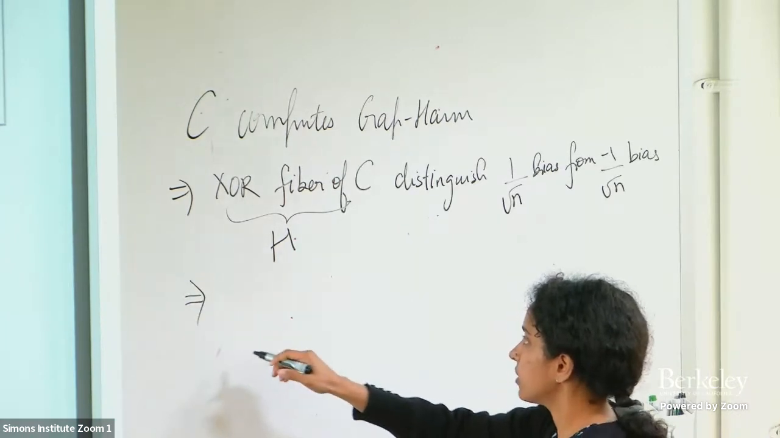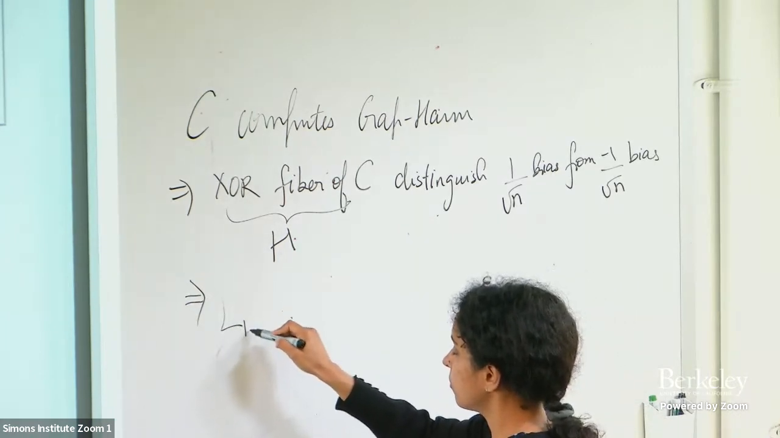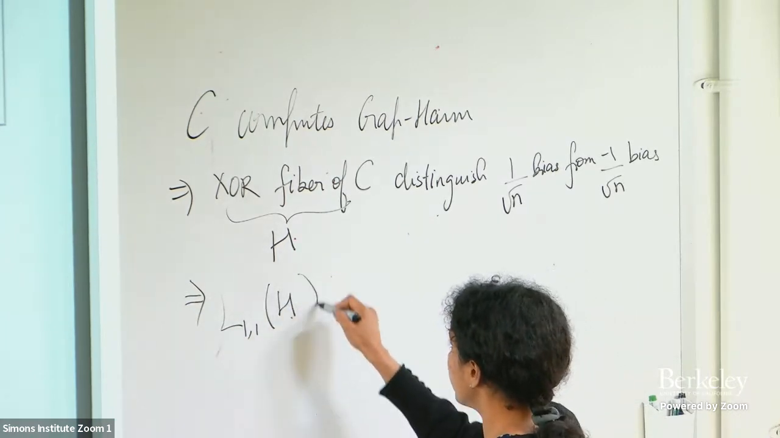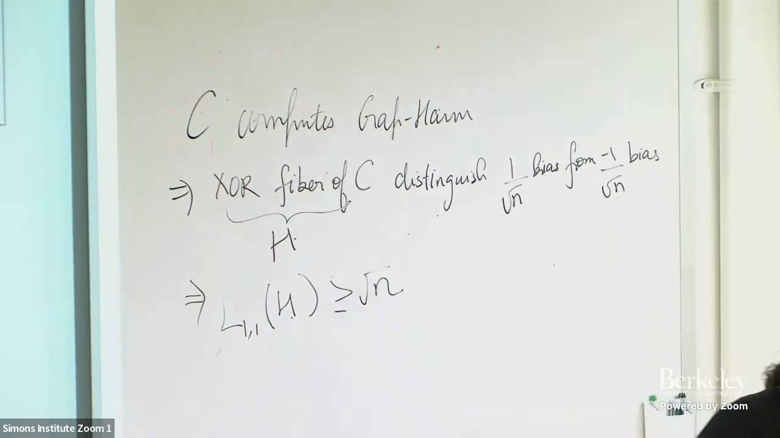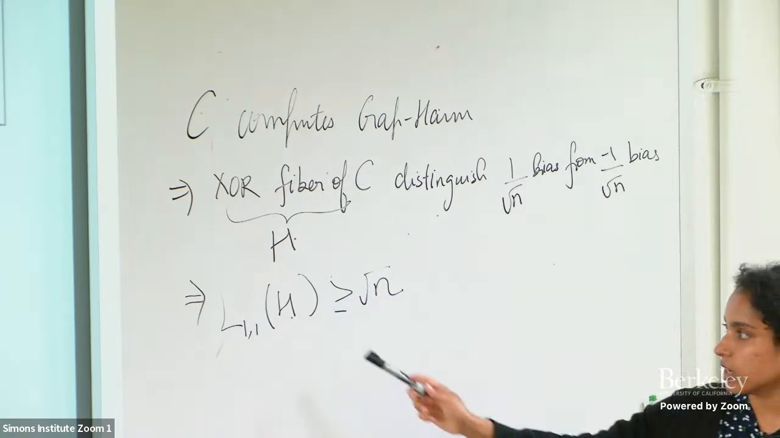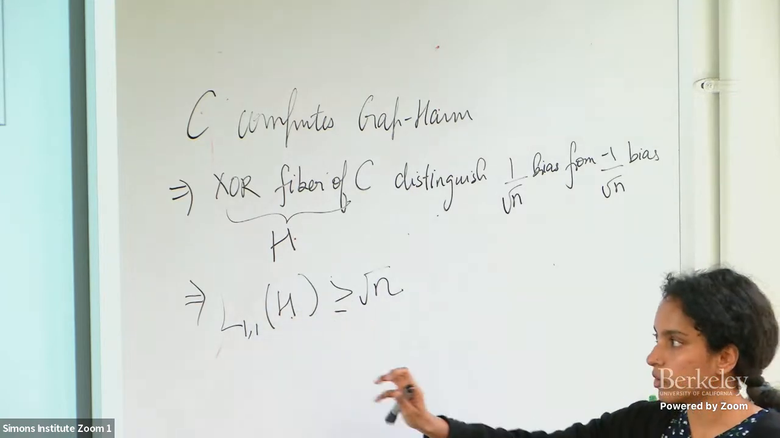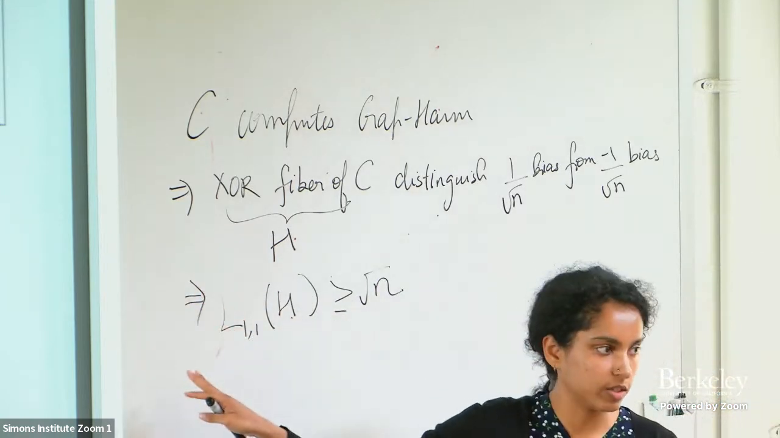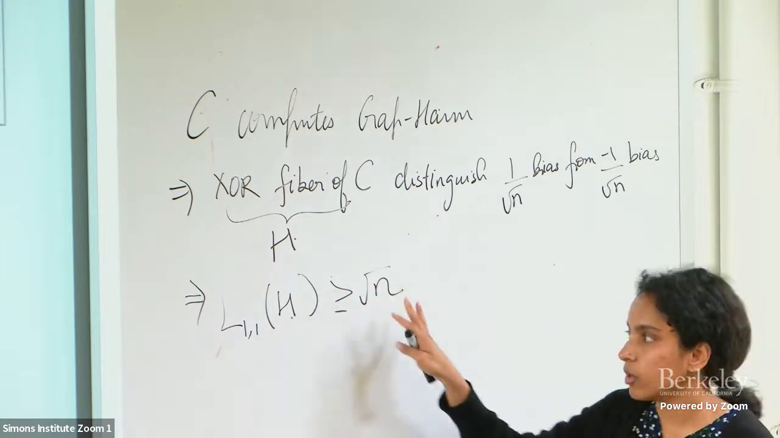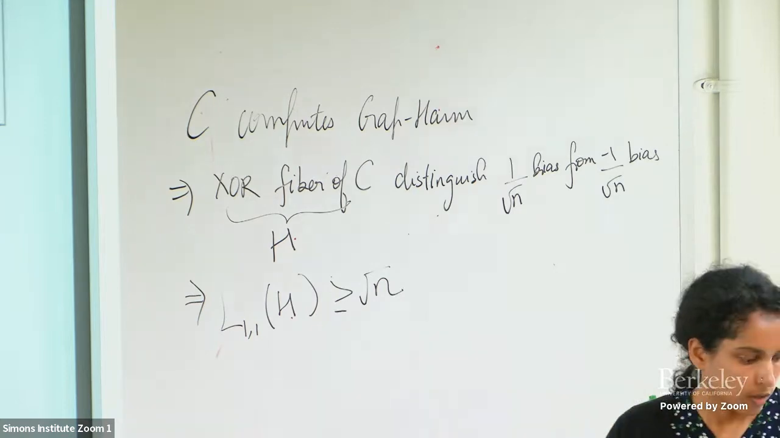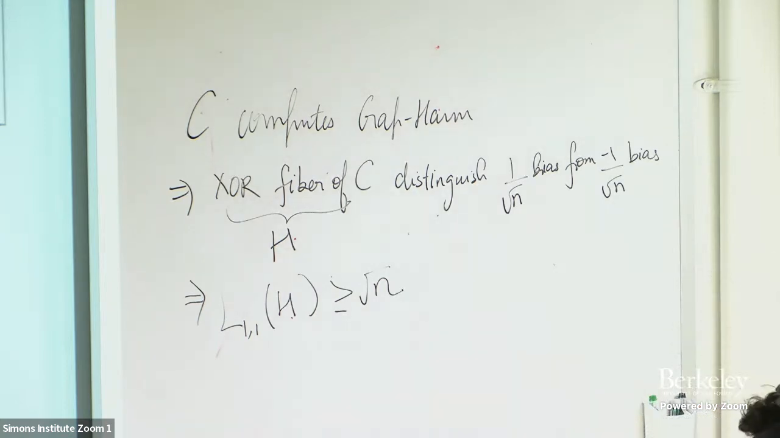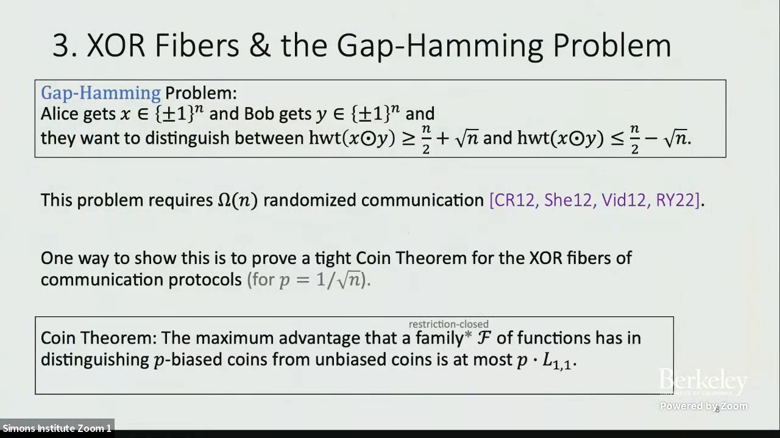So this implies, by the coin theorem, that the level 1 growth of the XOR fiber must be large. So if you could show that the level 1 Fourier growth of the XOR fiber is bounded by something in terms of the communication complexity of the protocol, it would give you a lower bound on the communication complexity of the protocol. So this is the connection of XOR fibers to the gap Hamming problem.